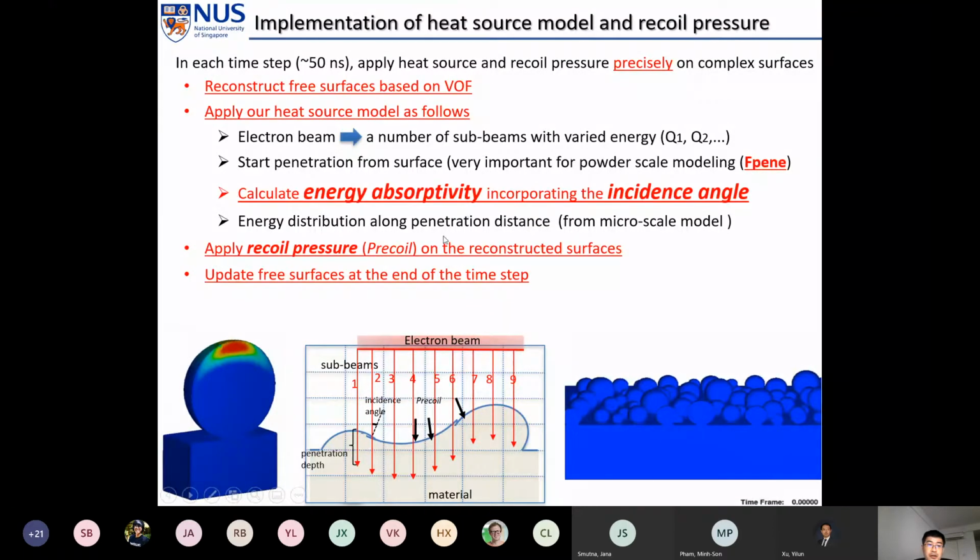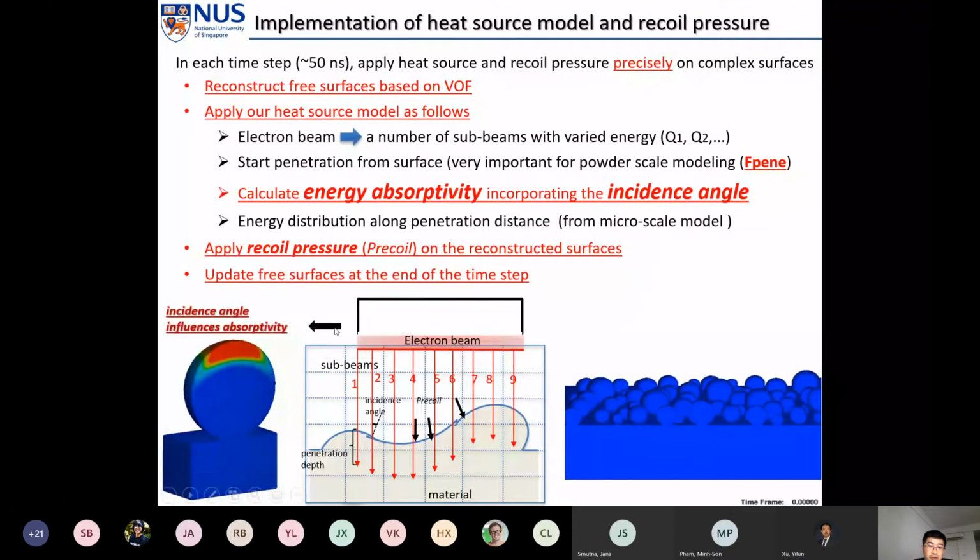And then for each time step, we go through this procedure. To ensure accuracy, we make the time step size very small, 50 nanoseconds, and the mesh size is around 5 micrometers. Okay, so we have a couple of verification cases. The first case assumes the energy distribution in the cross section of the electron beam is uniform. It is irradiated on a spherical powder particle, and you see the middle part gets melted first, and then the edges get melted later.